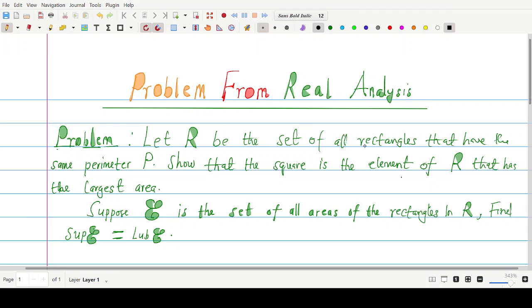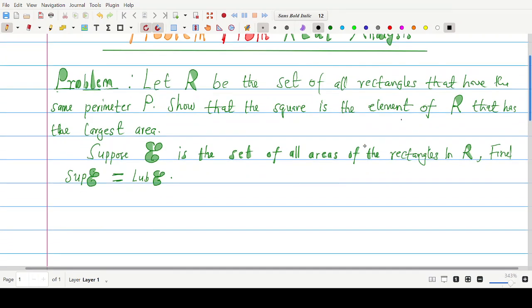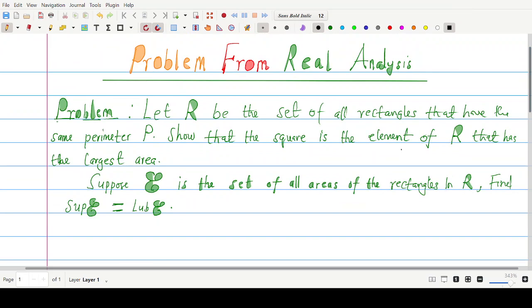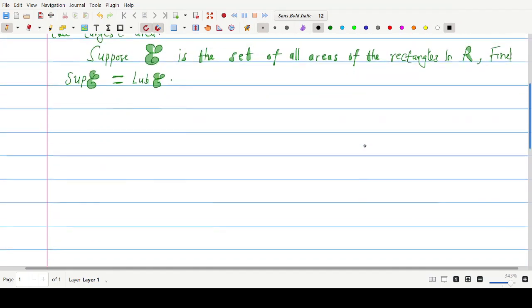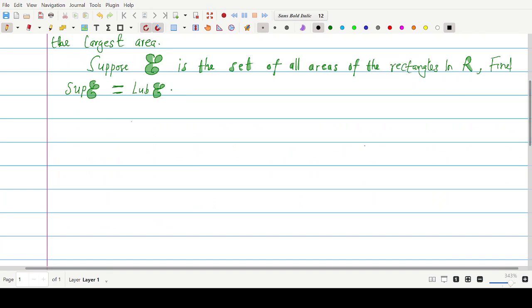So here's the problem. Let's carry out the solution of this particular problem. Now we say let R be the set of all rectangles that have the same perimeter P. Now I want to show that the square is the element of R that has the largest area. What this problem is telling us is that a square is a kind of rectangle here, and the square is supposed to have the largest area of all elements in this set R. We want to show that. All right, so let's go by the proof.